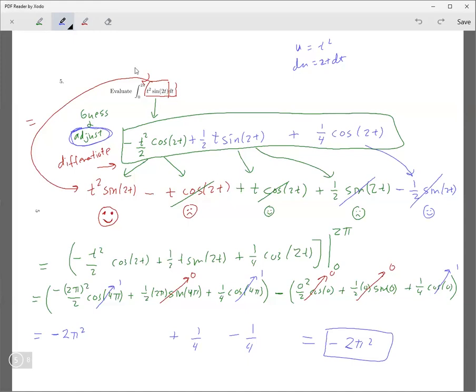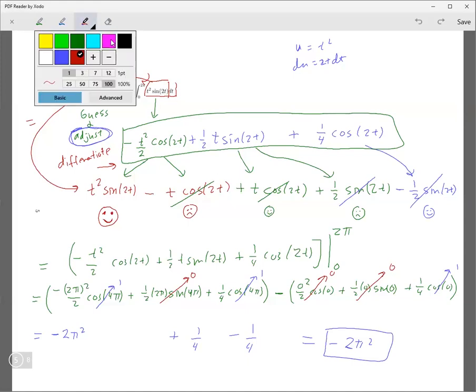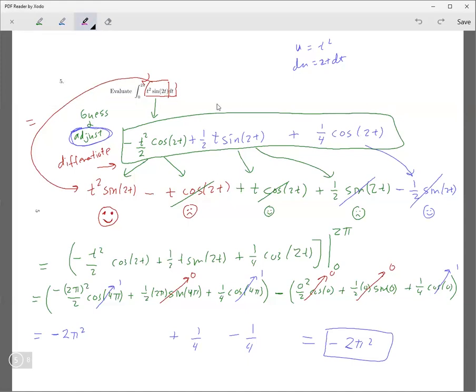Okay, so in summary, this right here is the guess part. And then this is adjust. It's just like looking at this right here and trying to adjust to make it turn out to be the integral.